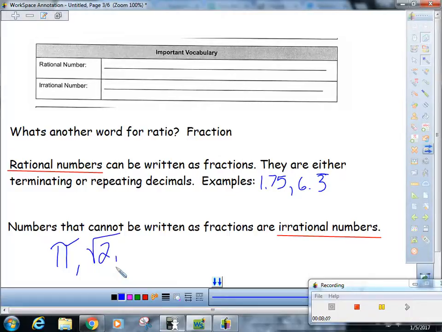Here's some more famous irrational numbers. Radical 2. Radical 3. Radical 4? Wrong. Right? What's radical 4? 2. That one's up here. Okay?